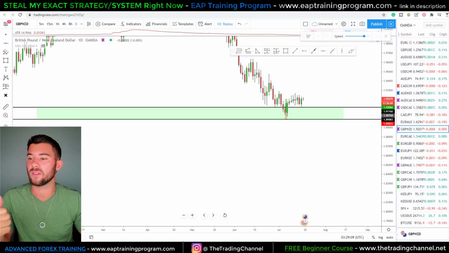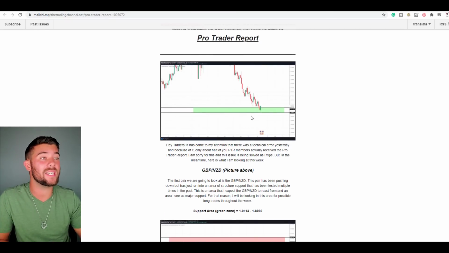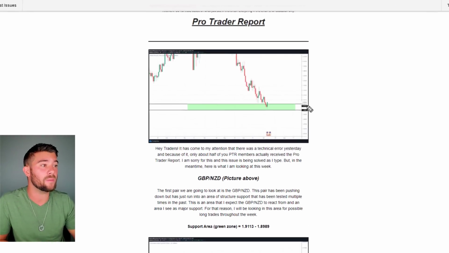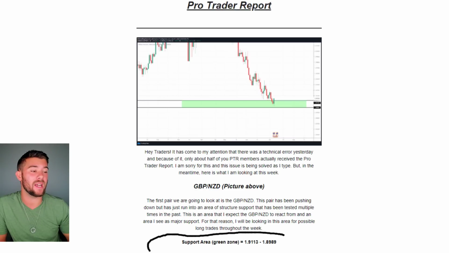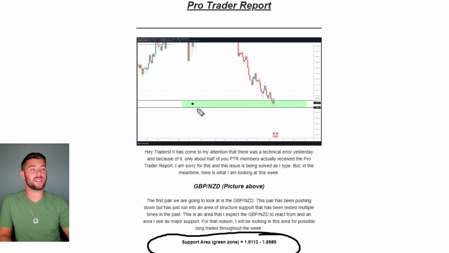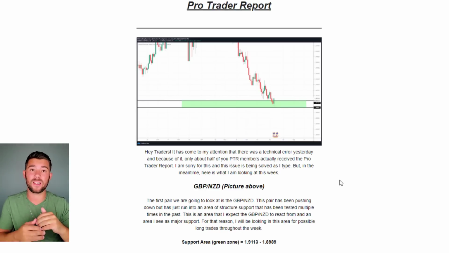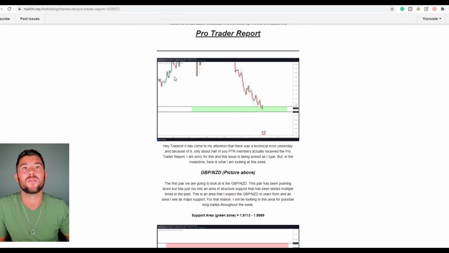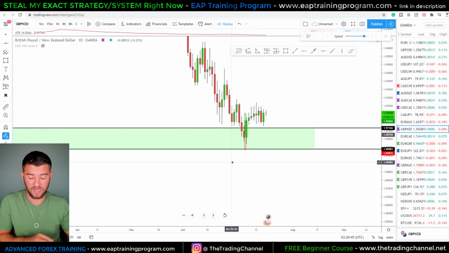We're going to take a look now, though, at the Pro Trader report on the pound New Zealand. All right, so this is from the 7th of July. Here on the pound New Zealand, you can see that I have an area marked out right at 1.911, between that and 1.8989. So this level right here is exactly where I was telling traders, look in this level for possible buying opportunities. If we go back to the pound New Zealand itself, you can see that since then, we've had a pretty nice push out of that zone.